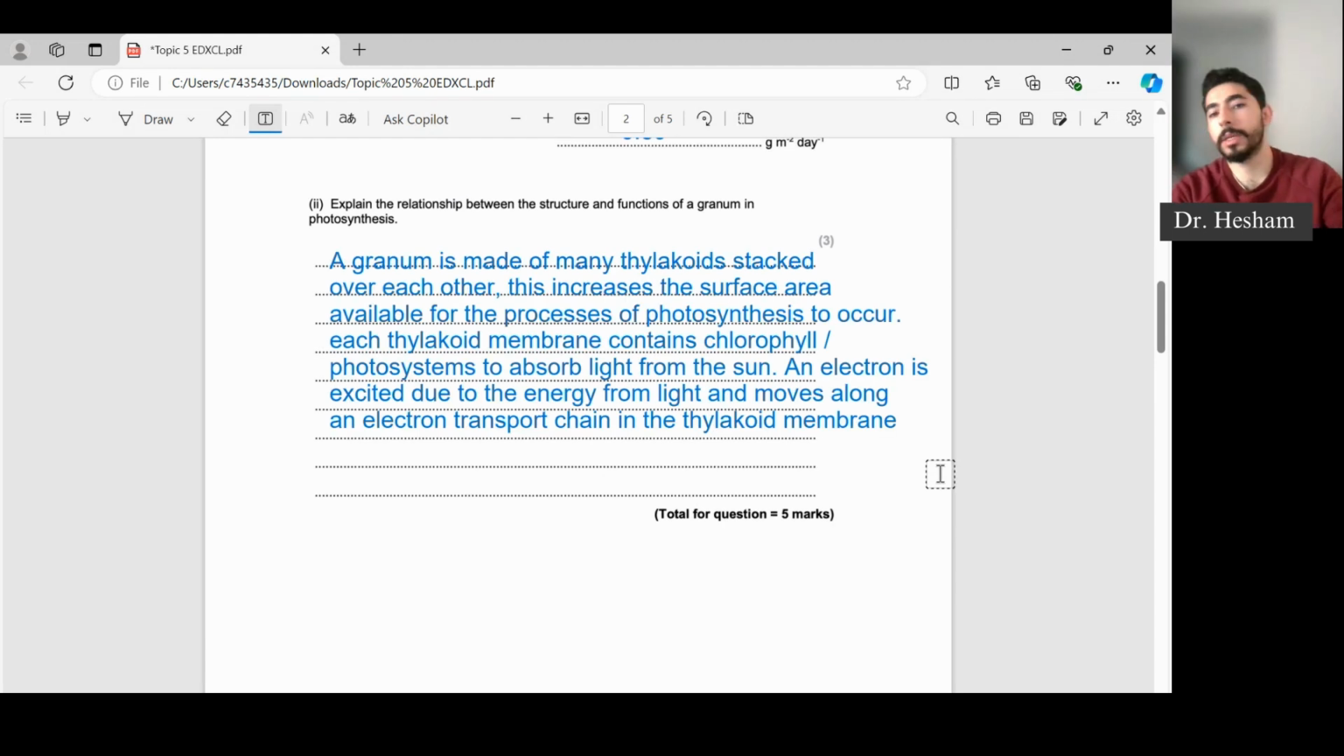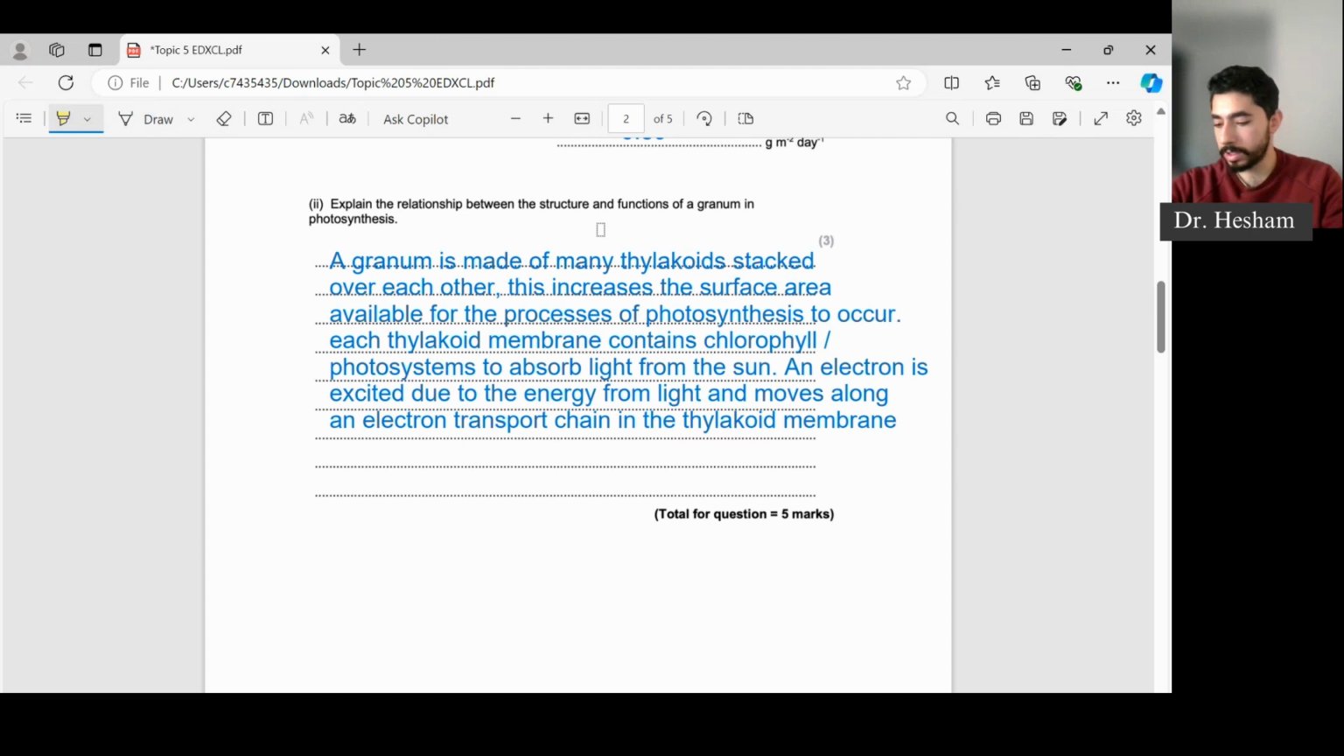All right, so this is the answer to this question, which will get you 3 marks. Take a bit, pause the video and read the answer carefully. Try to guess which are the points that get you the 3 marks and try to correct your own answer. So now let's break this down. So the question is asking about the relationship between the structure and function.